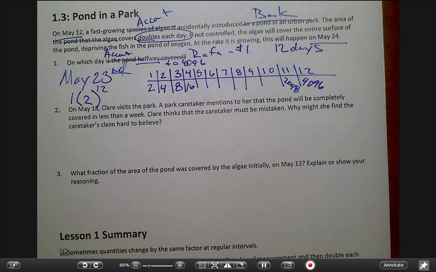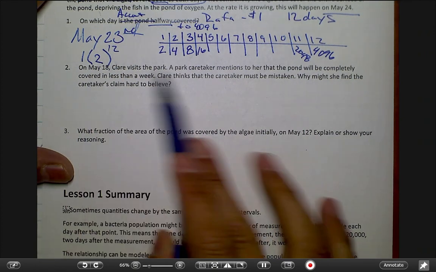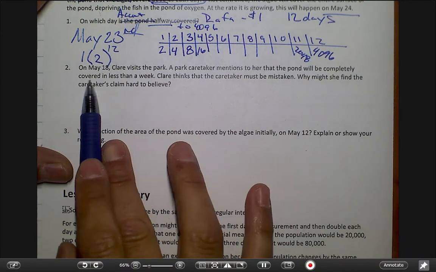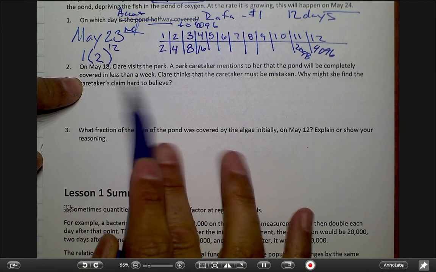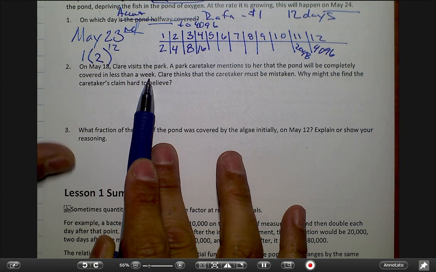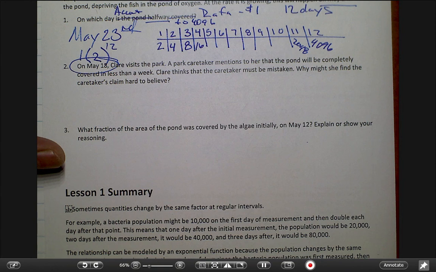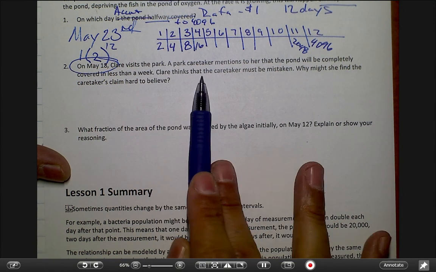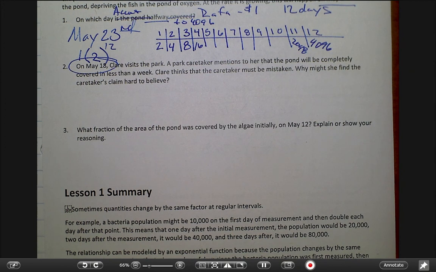Okay. So now, Rafa goes to his bank. It says right here, your banker mentions that your account will be close in less than a week. On May 18th, it will be almost there in less than a week. Okay? And Rafa thinks that the banker must be wrong. So now, how many days have passed on May 18th?